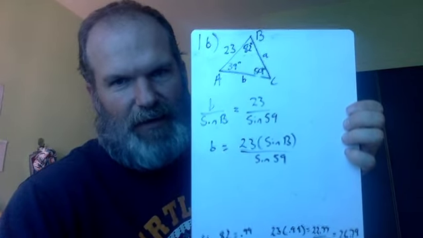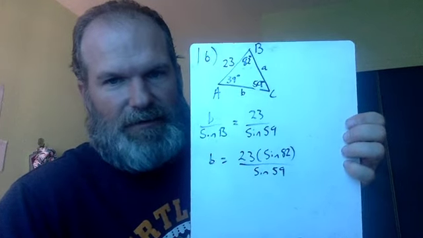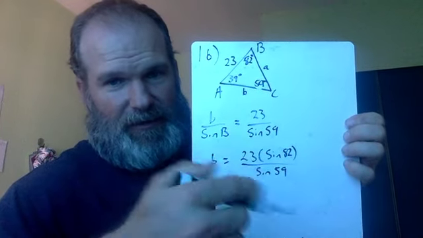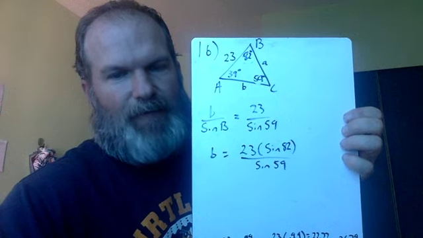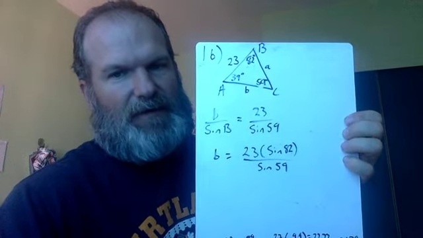And B, I might as well substitute in the number for B. That's 82 degrees. All right, so I substituted in for my angles, and I multiply the denominator to the other side. Now we know what B is. It's 23 times the sine of 82 divided by the sine of 59.